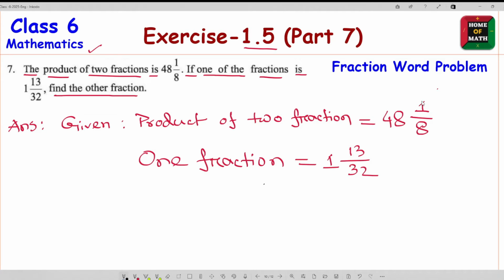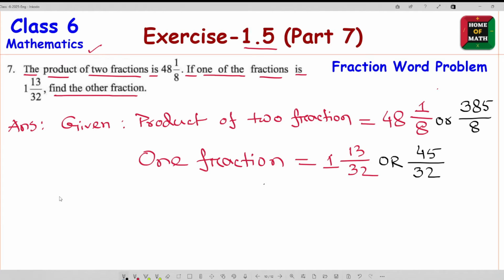So 48 1 by 8 we can write, or we can multiply 48 times 8 plus 1. So it will be 385 divided by 8. And fraction 1 13 by 32, we can write the denominator is 32, 32 times 1 plus 13, it will be 45.